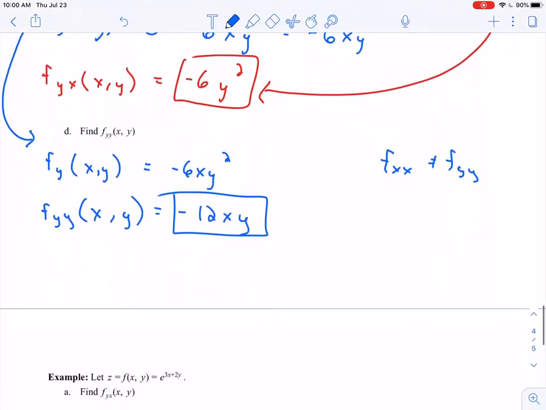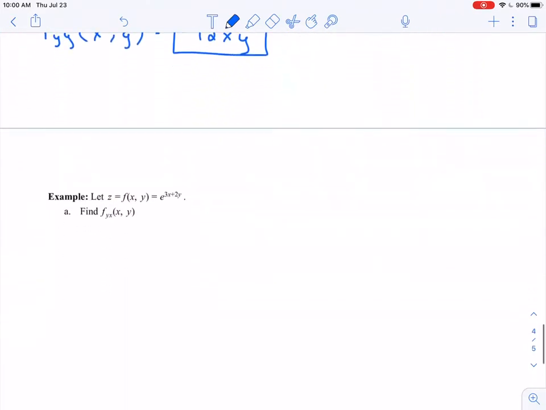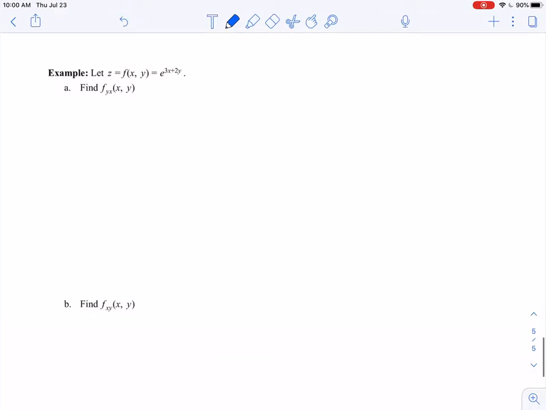All right, let's look at one last example for our class here. Here I have an exponential function. I have e to the 3x plus 2y power. So hopefully you look at this and say, hey, I've got this function here of x and y, 3x plus 2y, inside of this exponential function. When I take the derivative, I'm going to have to use the chain rule.